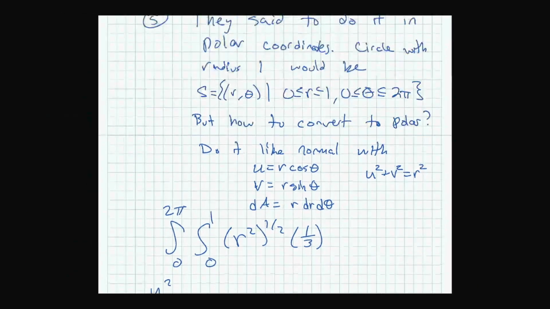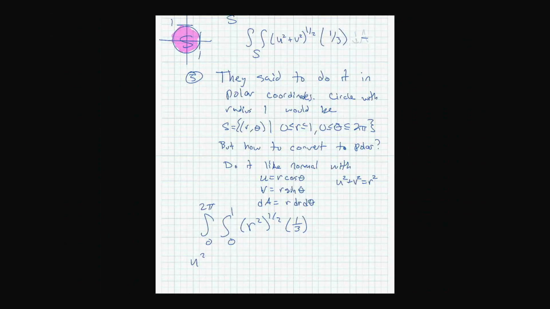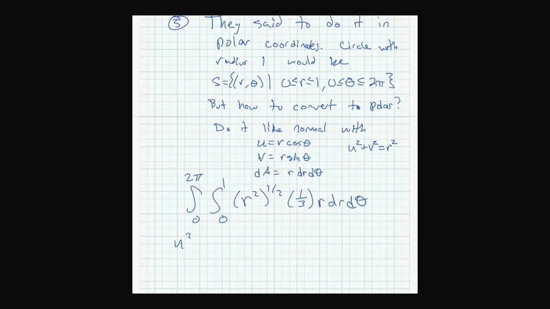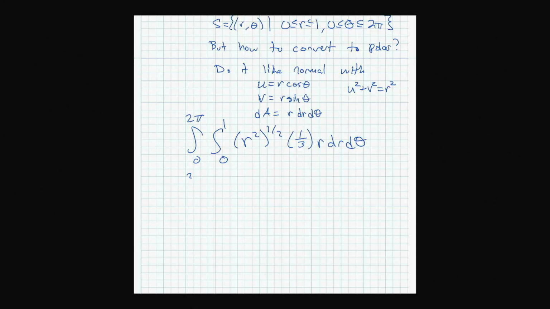So when we go to write this integral out, when we get to the dA, it's just going to simply be r dr d theta. What was I thinking? Don't know. Okay, so this is your integral, and finally you can cancel the r squared and the 1/2, and it's just r. Well, actually, r squared to the 1/2 is r, but then there's another r. So overall, you have 1/3 r squared dr d theta.